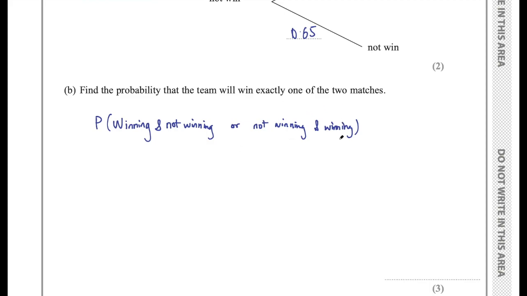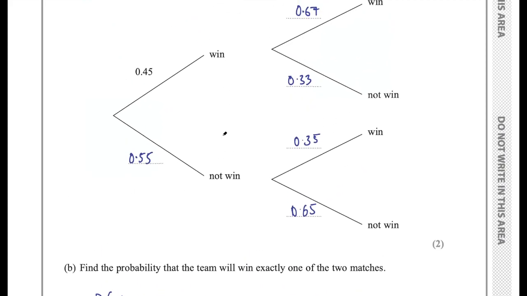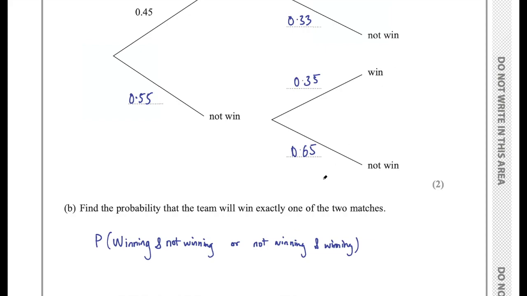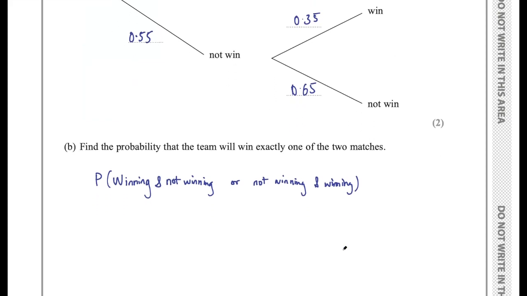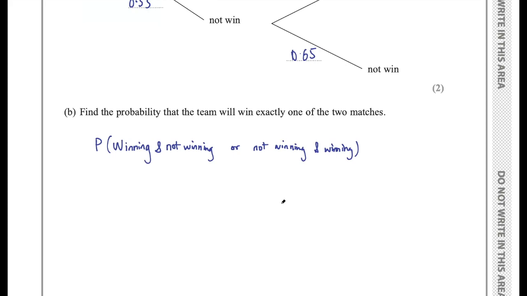These are 2 different outcomes, right? It's different if you win on Saturday and lose on Sunday, and that's different to losing on Saturday and winning on Sunday. So these are 2 different probabilities. We need to work out what each of them are and then add them together.